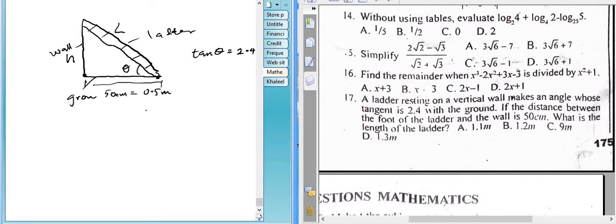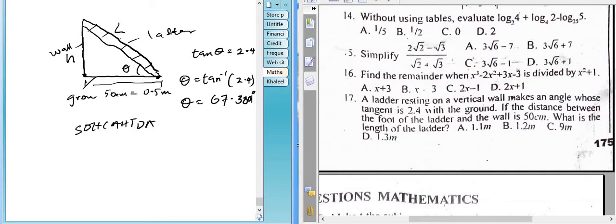So the tangent of theta is given as 2.4, and from here you can see theta is equal to tan inverse of 2.4. If you press tan inverse of 2.4 on the calculator, it is going to give you 67.38 degrees.